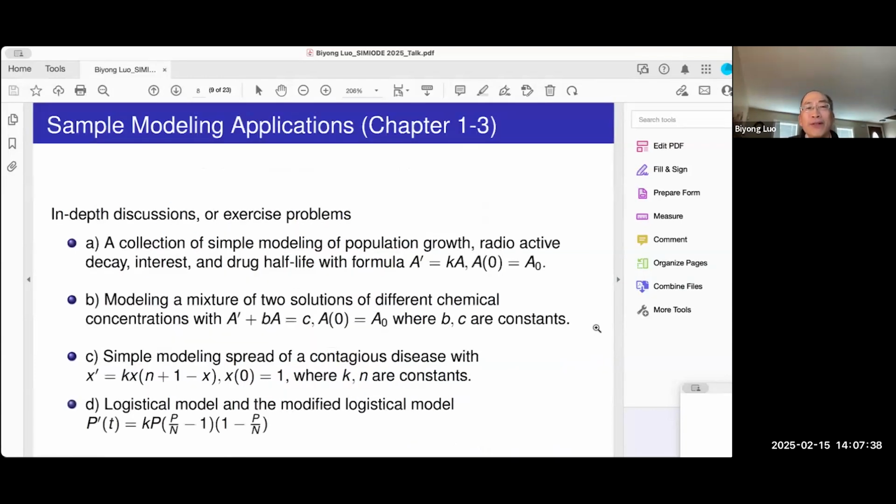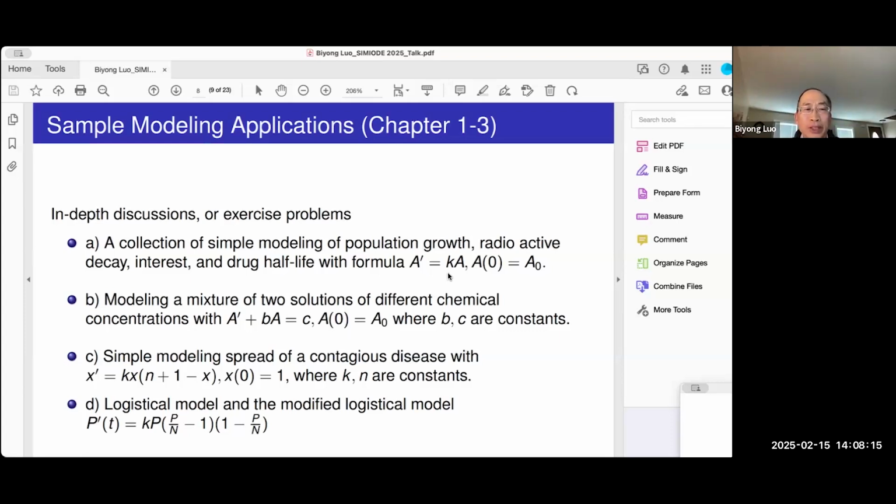Next, we'll list some interesting projects or ODE applications related to the first three chapters. Typically we have a collection of simple models of population growth, or chemical radioactive decay or growth, and the interesting half-life problem with this kind of formula. Students could solve this kind of problem even from calculus 1 or 2.